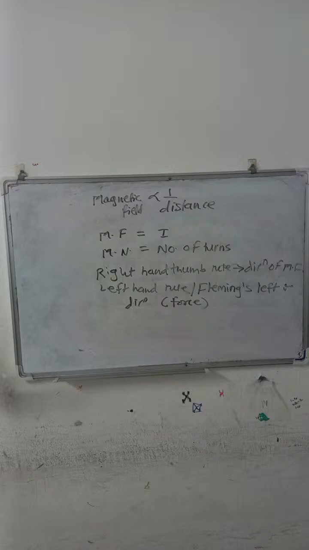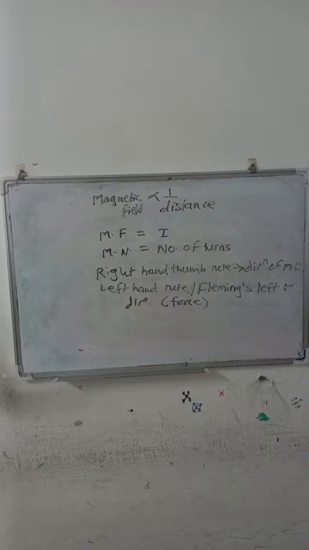And next, they are asking the direction of its magnetic field. We can find it using the right hand thumb rule. Writing only the right hand thumb rule, which gives the direction of the magnetic field, you will get the entire 1 mark. So who gives the direction of the magnetic field? Right hand thumb rule. And who gives the magnetic force? Fleming's left hand rule. Getting understood? So note it down.